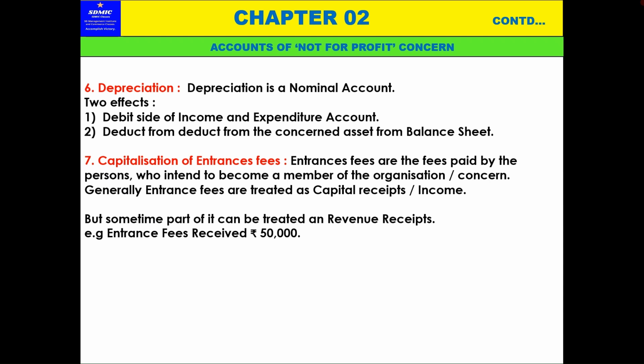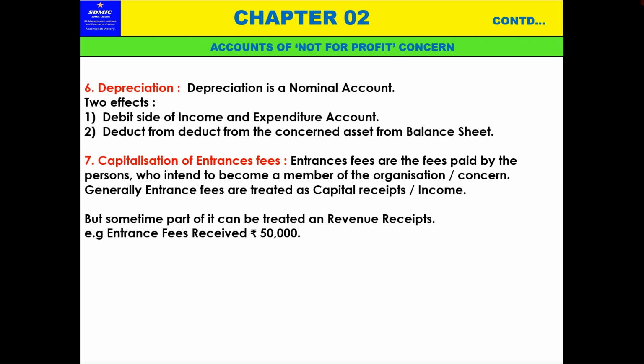Otherwise, normally if nothing is mentioned, it is totally a capital receipt, so it should be added to the capital fund. But sometimes, for example, if somebody enters and the entrance fee is, suppose, 50,000 or 25,000, they may give that 50,000. Then it may be said that 50%, that is 25,000, can be used for the purpose of revenue, and the rest will be taken as capital.